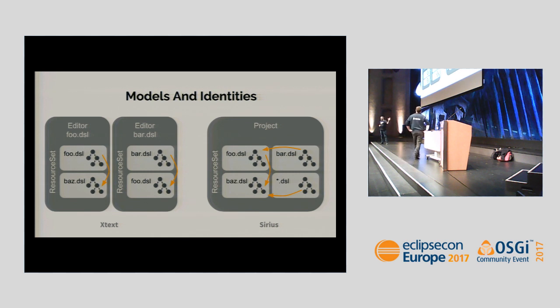This also makes a big difference when I now change foo-DSL here. I have to make sure that this editor gets updated. And Xtext has a special mechanism for that, a dirty state mechanism to synchronize the dirty states between the editors. There's no need for that on the right-hand side because everyone is using the same model. So they share the same dirty state.